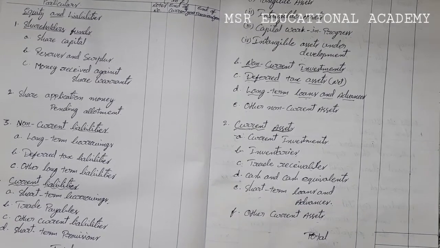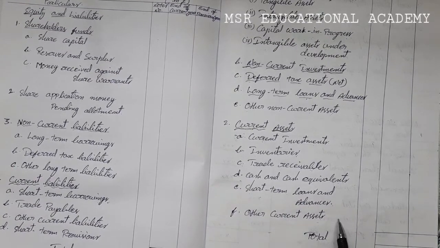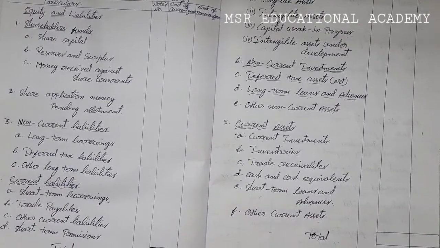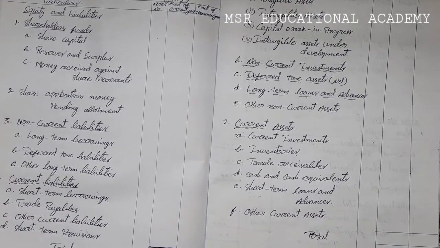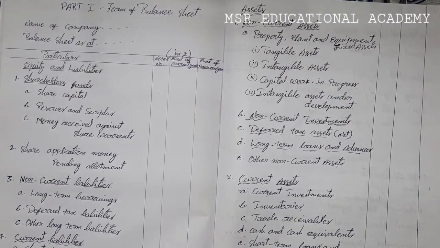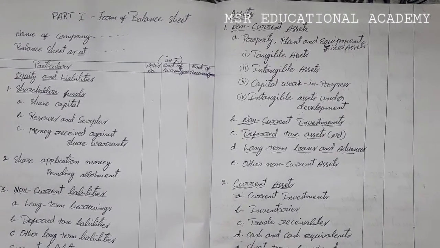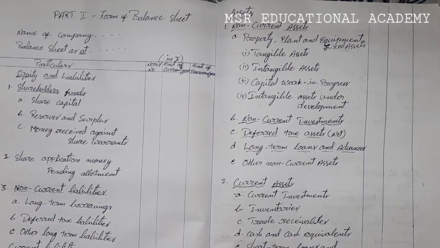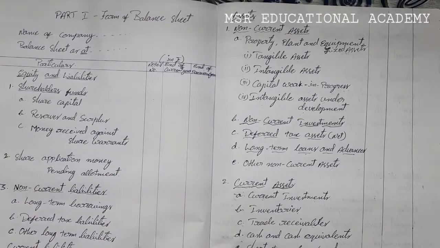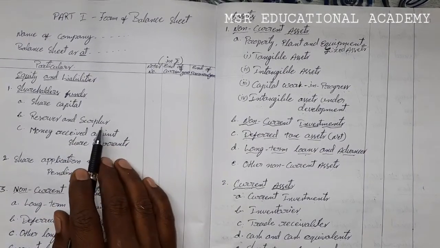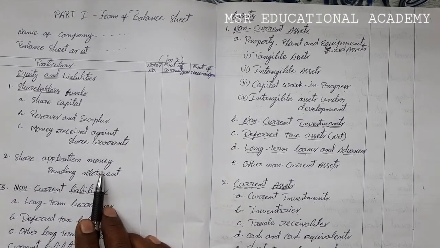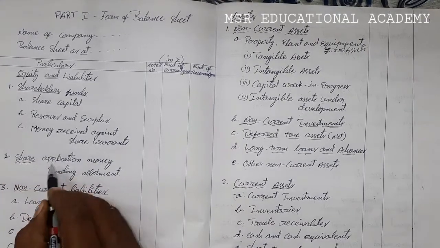Okay, this is only the overall balance sheet. After the other current assets we should total it. While preparing problems, you don't need to write all those headings in the examination. As per the question, only the heads related to that question you should write in the examination. For example, if it is a balance sheet, share capital is definitely there, reserves and surplus also mostly, and share application money pending allotment is one of the headings, so you should write these headings.